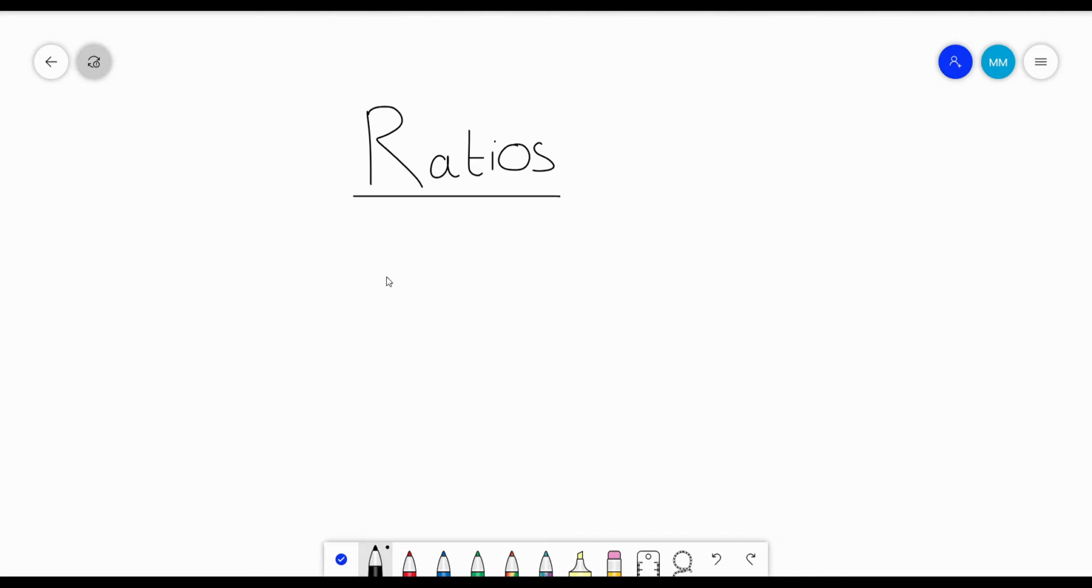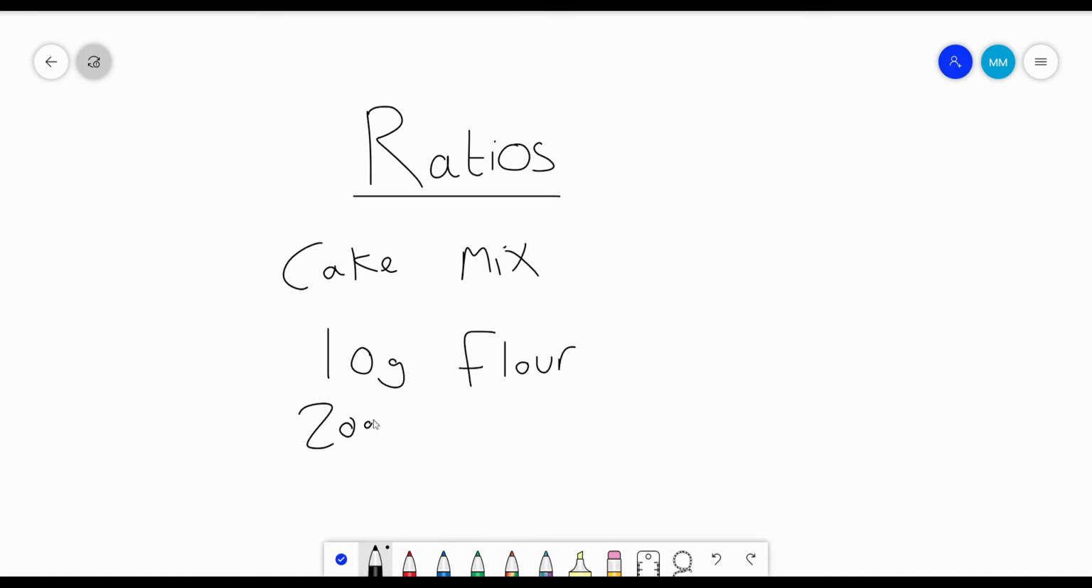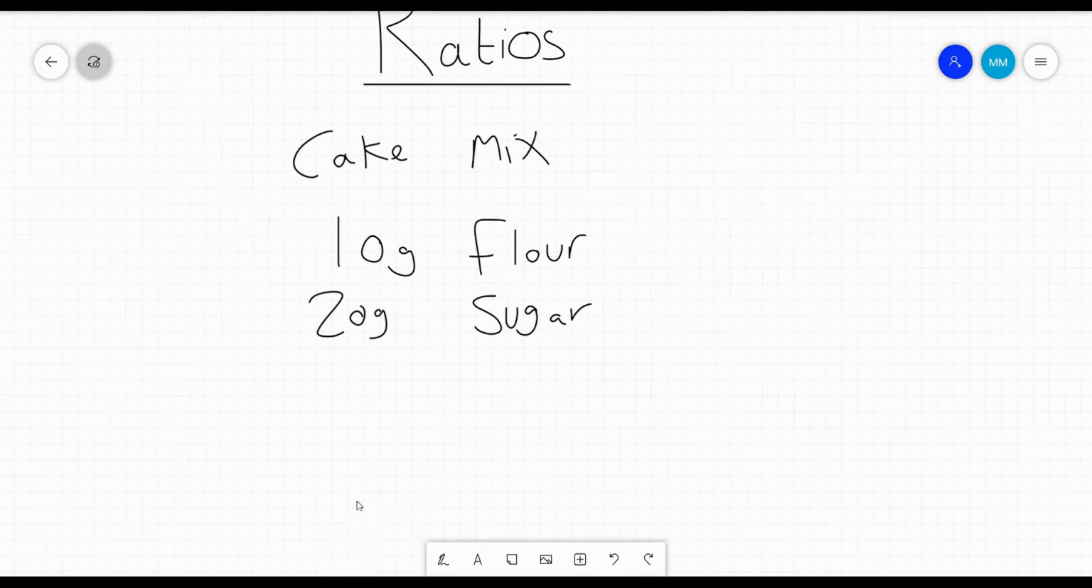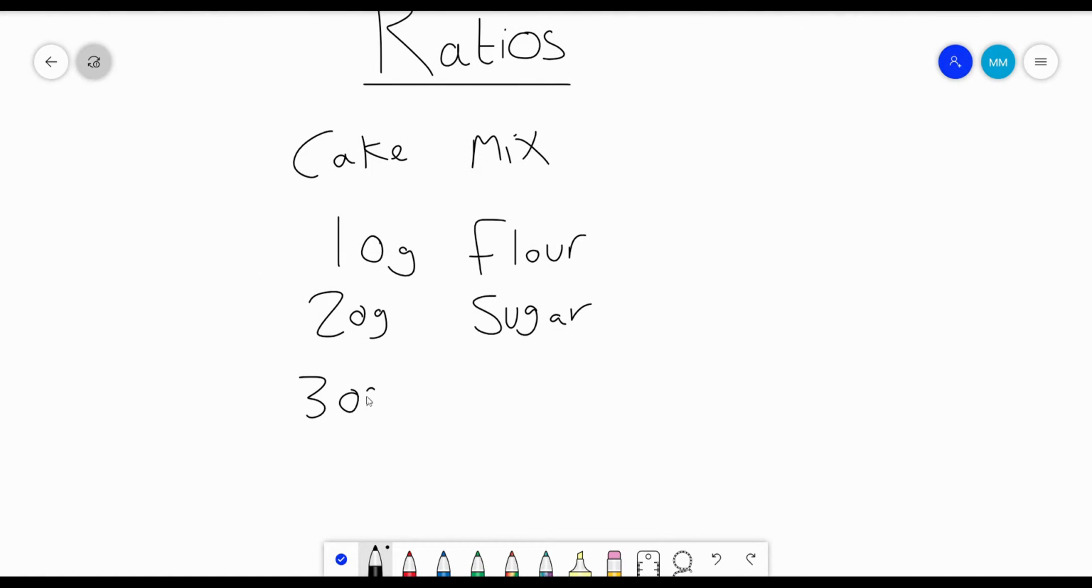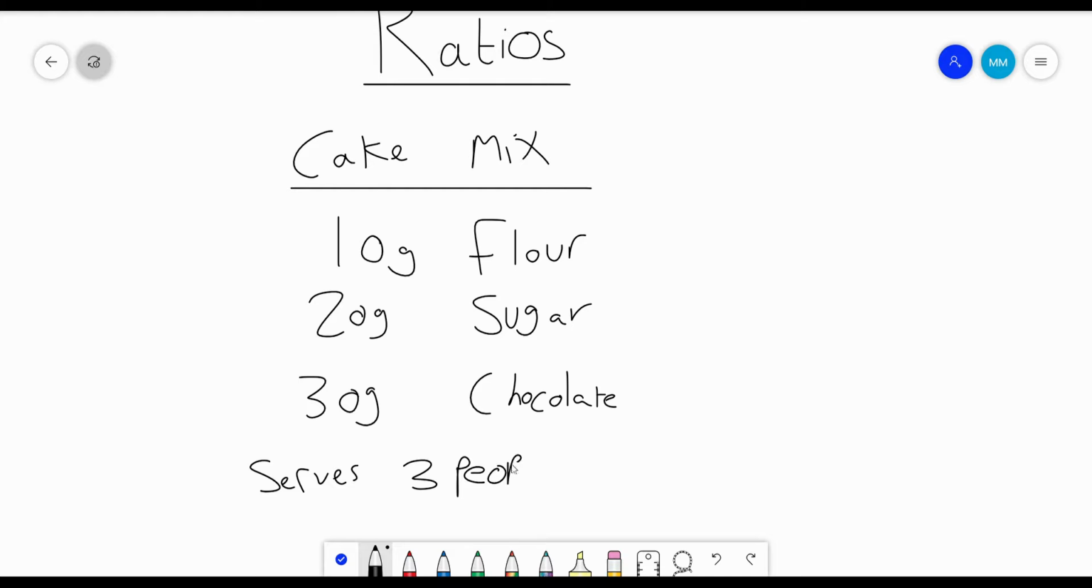Ratios also come up more often than not when you're dealing with recipes. So a typical example will be this. If I say cake mix, and if I have 10 grams of flour and 20 grams of sugar, etc, and it goes on and on, and let's say I'll have 30 grams of chocolate, and we'll leave the ingredients list at that for now. We could go on, and let's say the cake mix serves, I don't know, this will serve 3 people for the sake of this question.